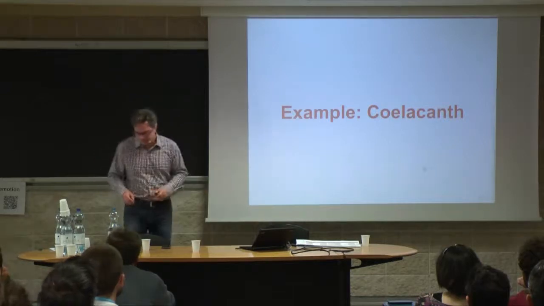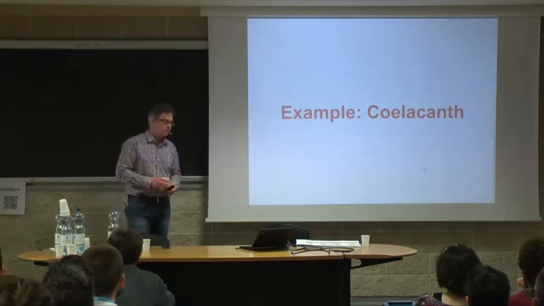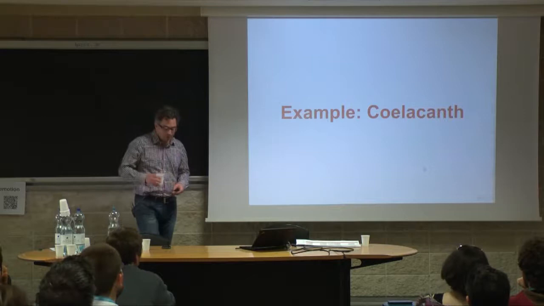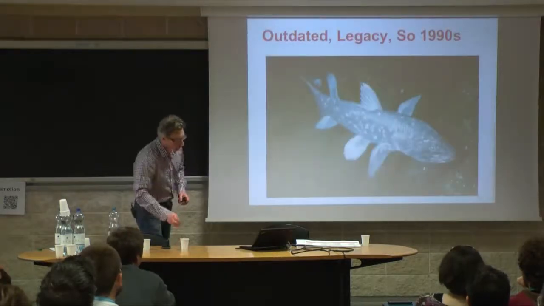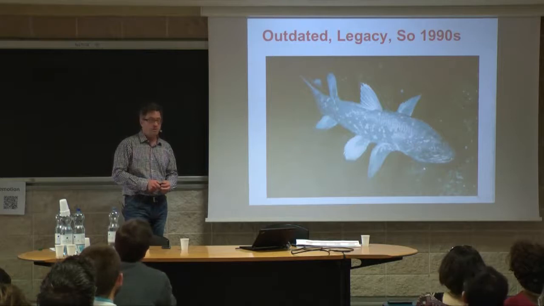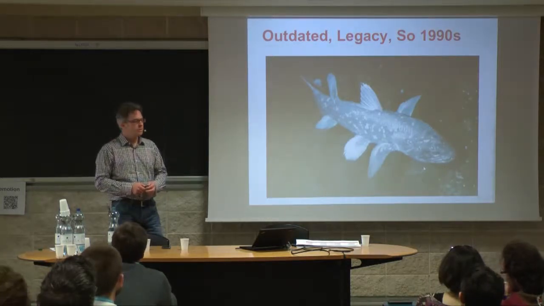Coelacanth. So who knows what a coelacanth is? I knew what it is, but I never knew how to spell it. It's a very strange name. But of course, it's this guy. 400 million year old species. Think about that. 400, almost half a billion. Long before the dinosaurs, I think.